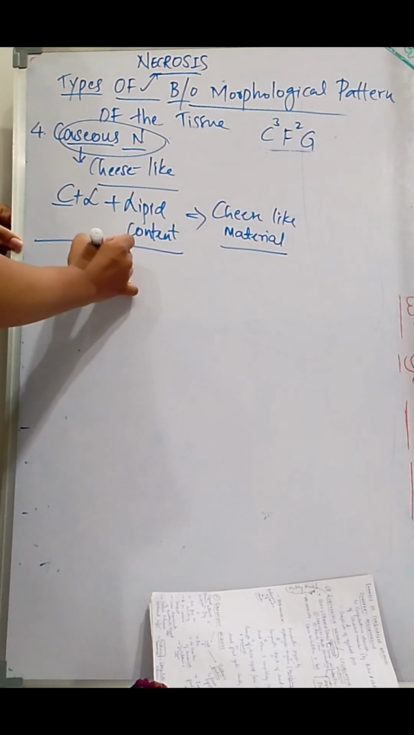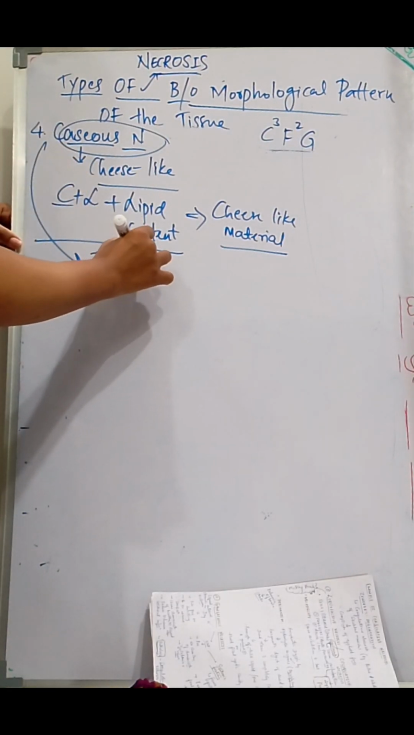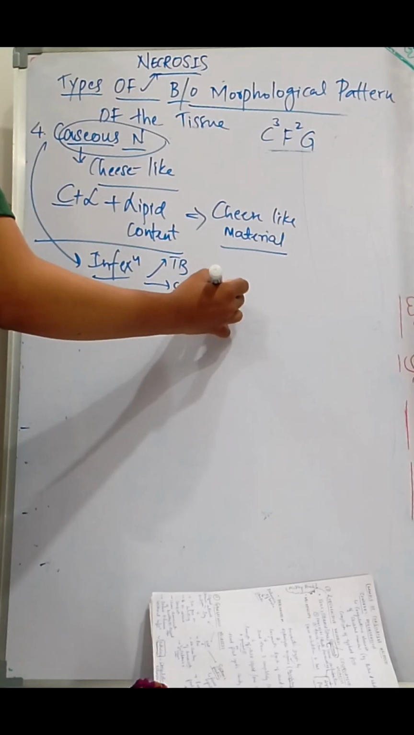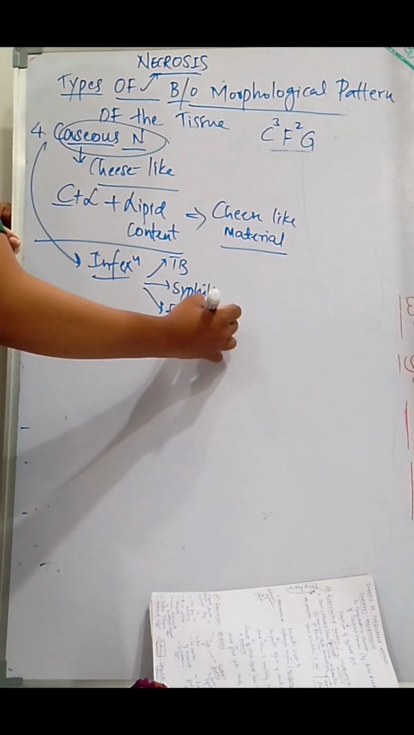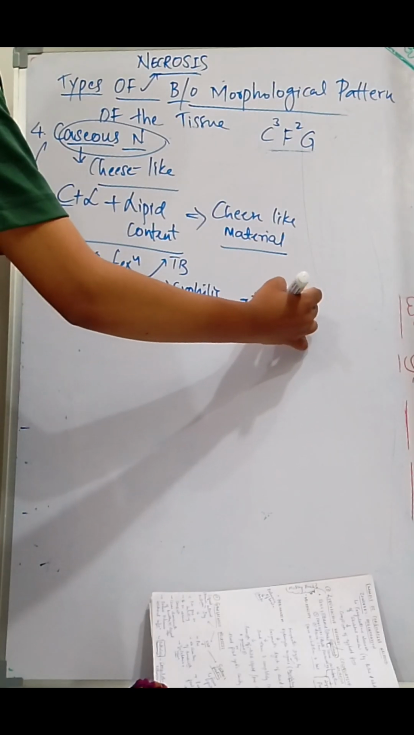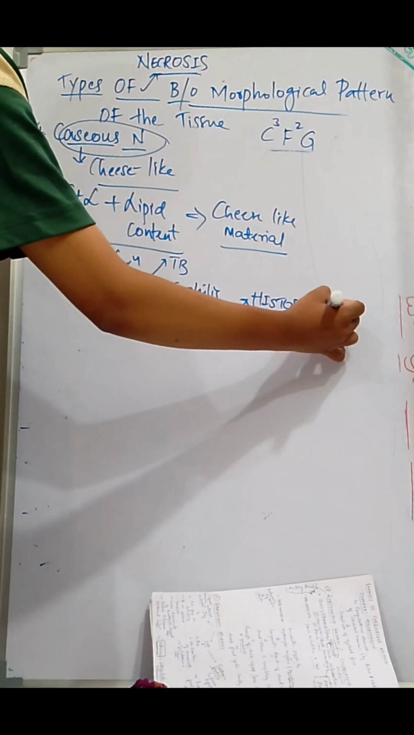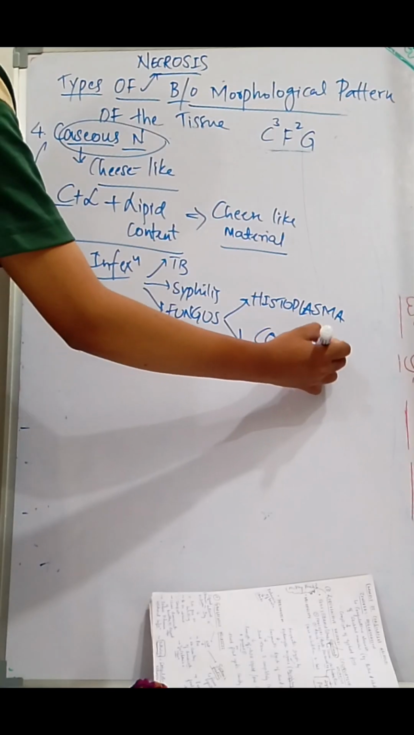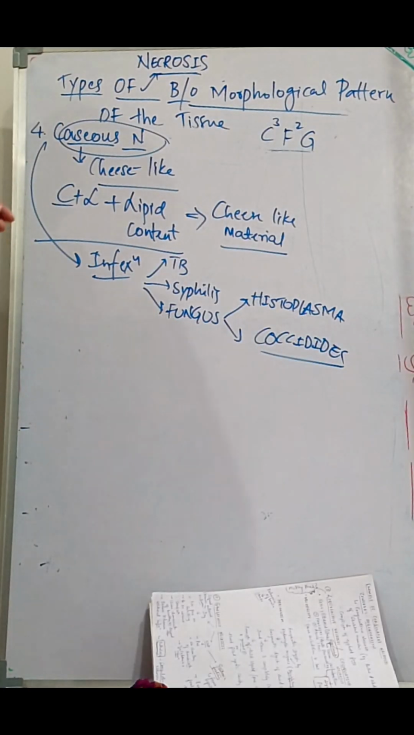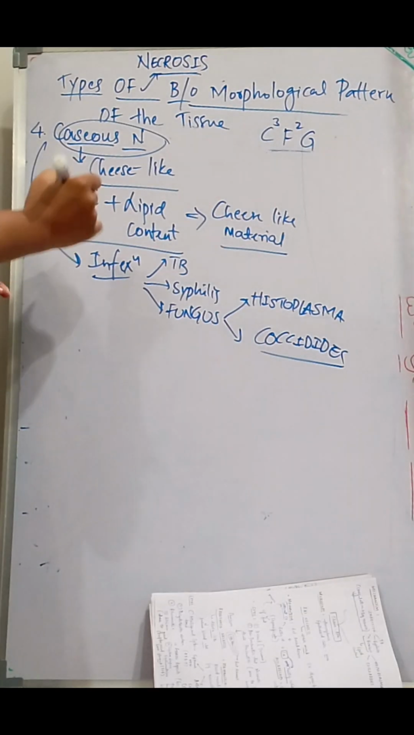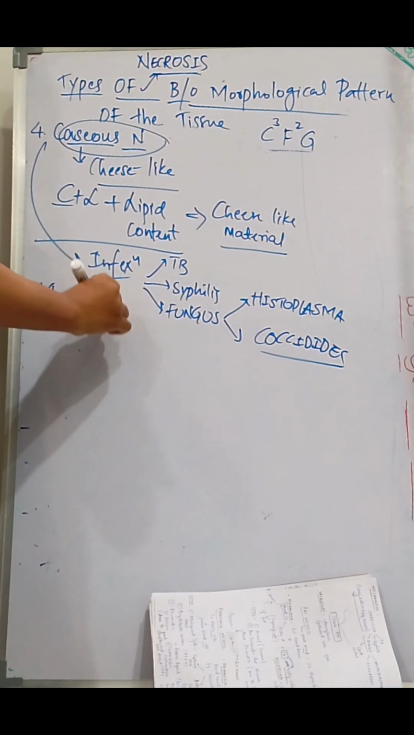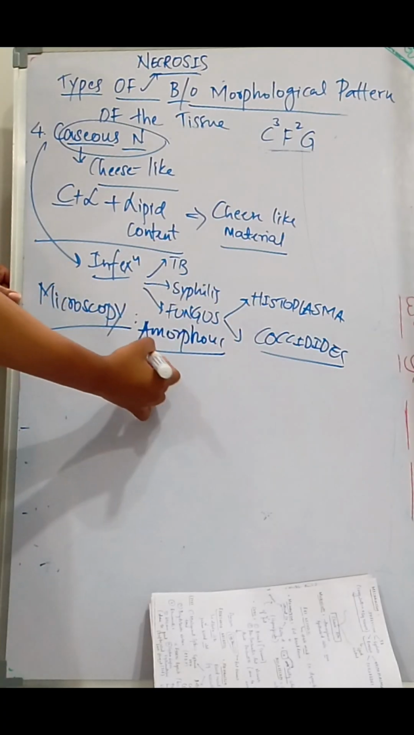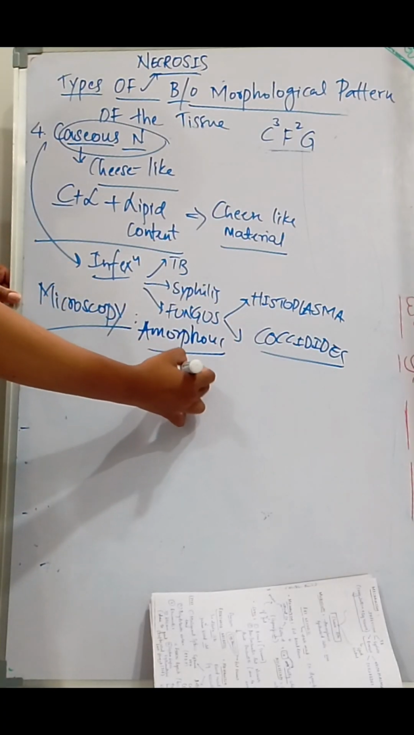So here, the caseous necrosis is caused by an infection of TB, maybe an infection of syphilis, it may be an infection of fungus. In fungus, it may be of histoplasma and coccidioides. So in microscopy here, we see an amorphous appearance. We see some epithelioid cells.